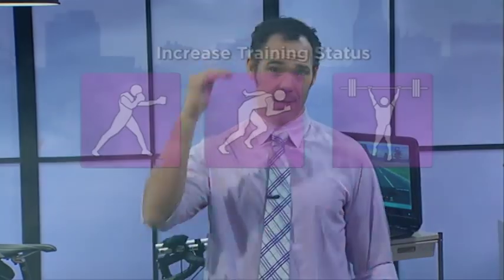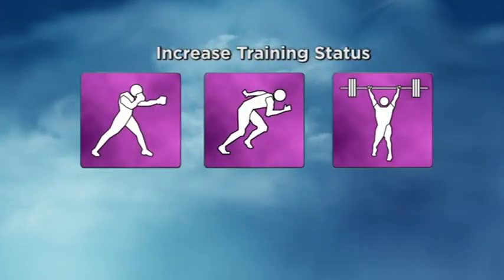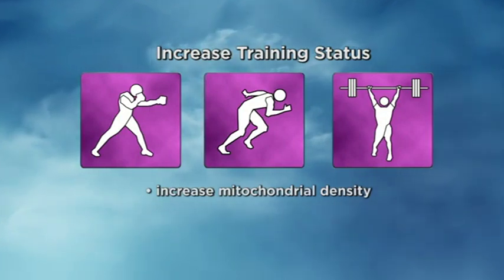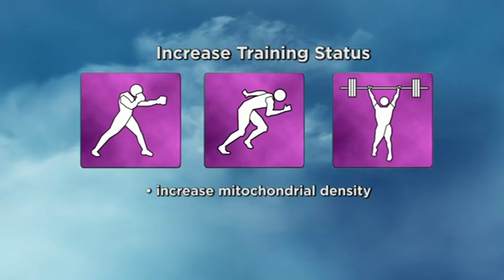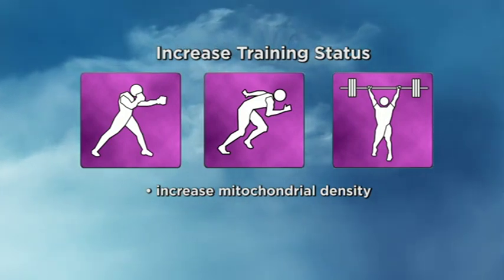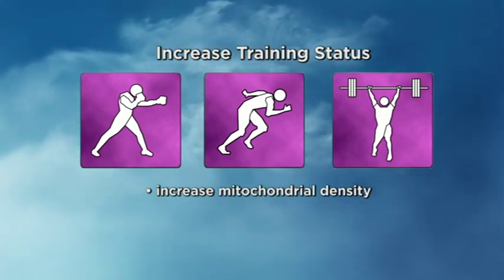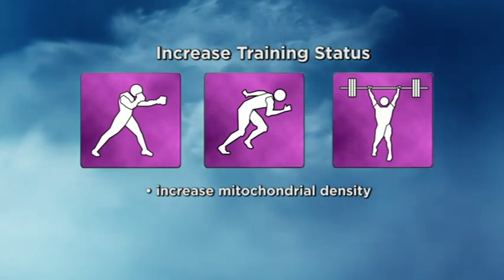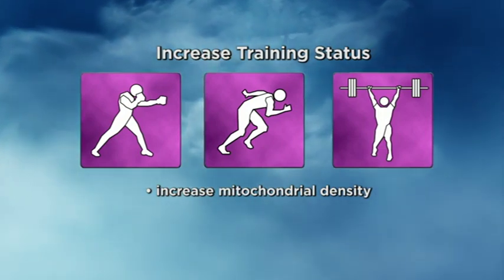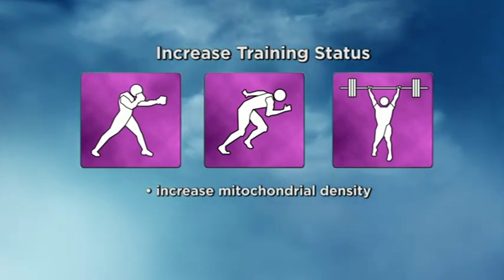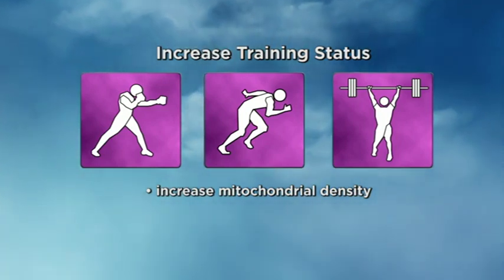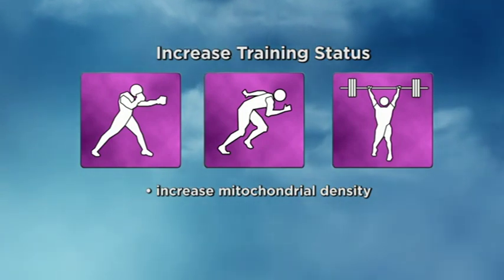You see, as you exercise and your training status increases, you can increase the number of mitochondria that you have in the cells of the muscles at work. This is called mitochondrial density, and you want it to be high. The mitochondria are the organelles within your cells that help you produce large amounts of ATP. So it makes sense, right? The more you exercise, the more you put exercise into your lifestyle, the better you are at making energy.